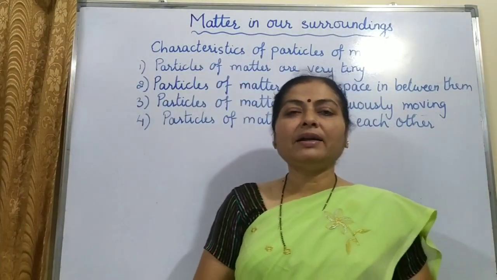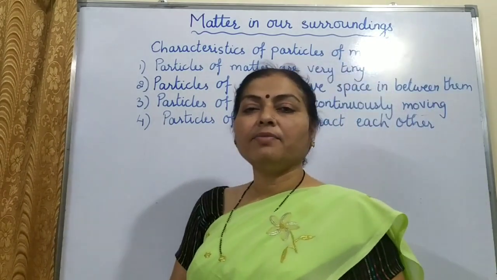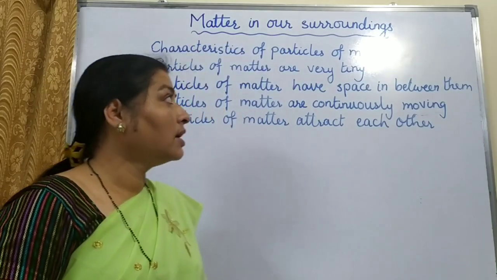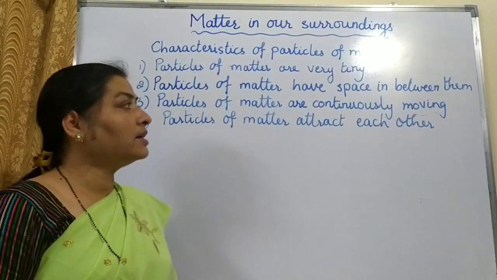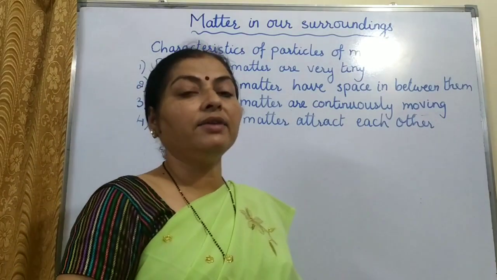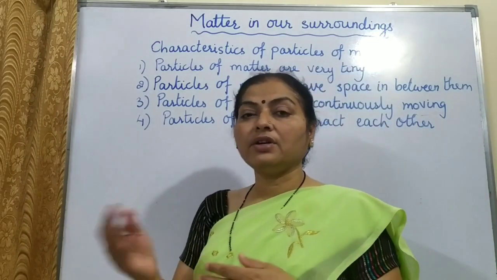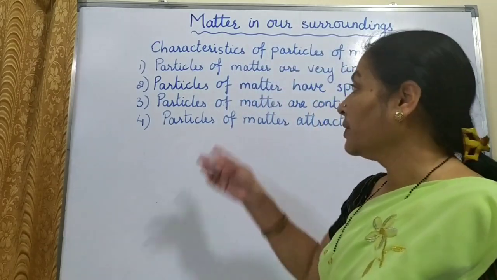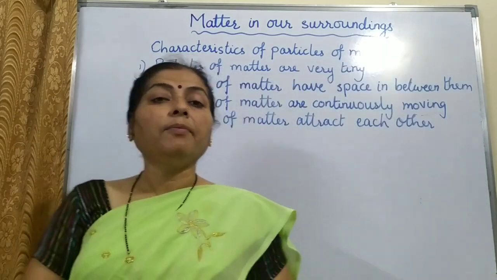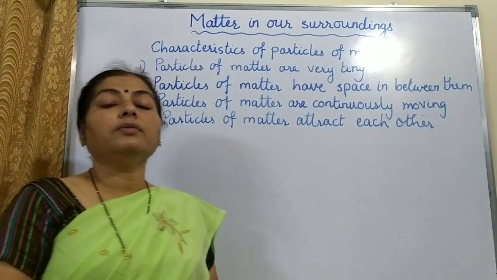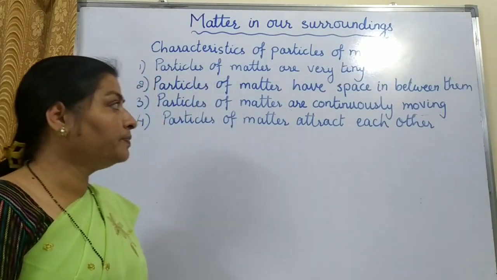Continuing with the chapter Matter in our Surroundings, we had seen the characteristics of particles of matter in our previous class. The first one is particles of matter are very tiny. Through an activity, we have seen how the dilution takes place and the color gets transferred into the last container. Then we also saw particles of matter have space in between them, but the activity 1.1 of the textbook, as we discussed earlier, is not proper.